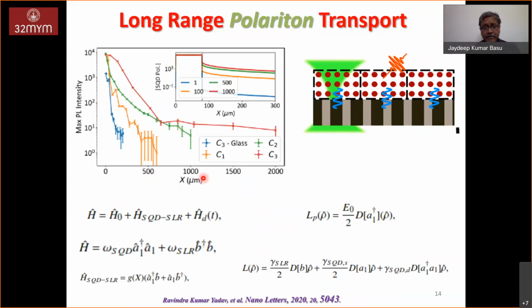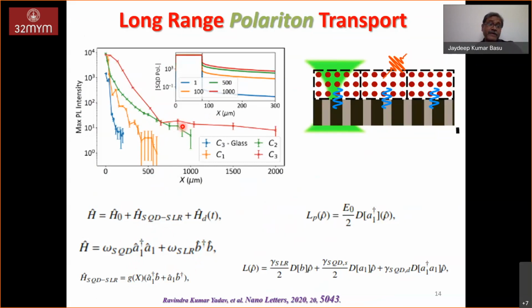So this was a model using a standard formalism with the Hamiltonian. This is the laser drive. This is the interaction term, and this is the bare term. The bare term consists of two parts: the quantum dot, with the corresponding annihilation and creation operators, and this is for the lattice mode. So everything is in the quantum formulation. This represents the interaction strength, and that is what we are seeing here.